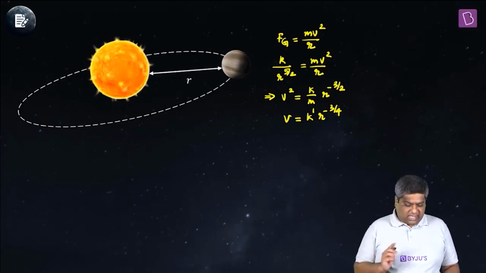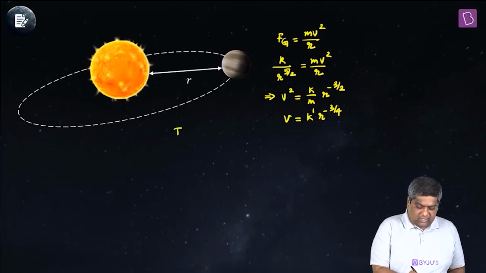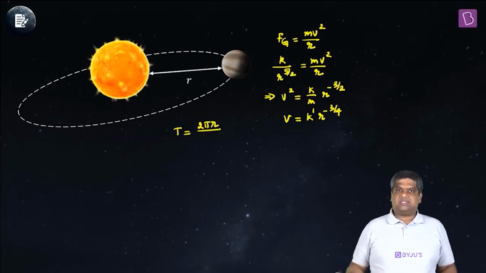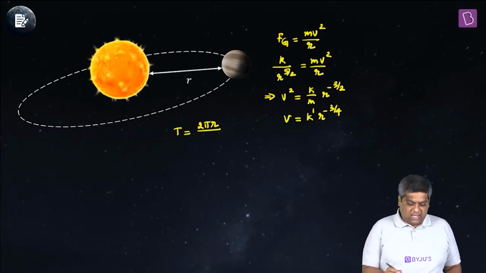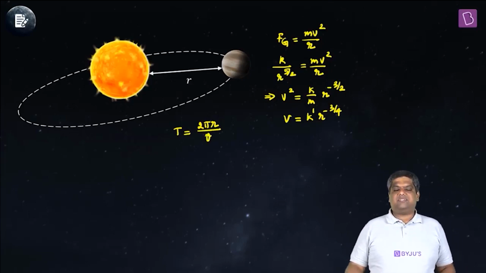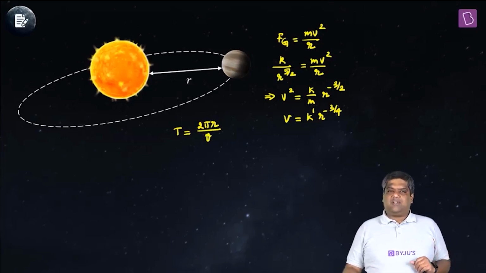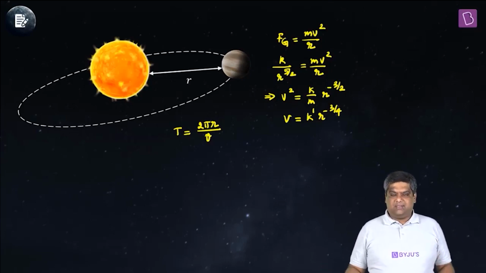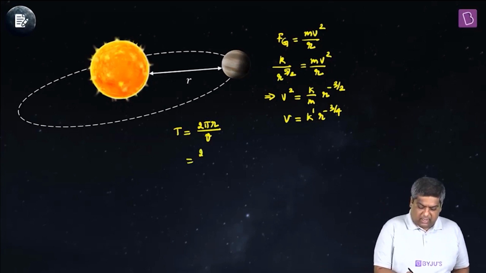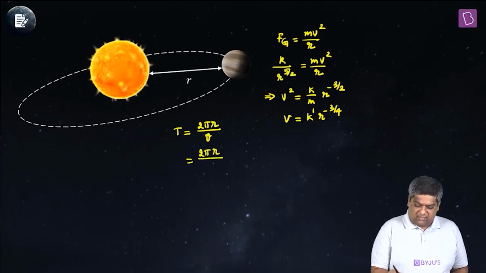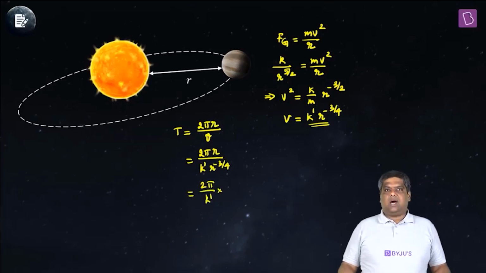Now we need to go for the time period. Well, the time period of revolution is the time taken to complete one full revolution. So the distance traveled in one revolution is 2 pi r divided by the speed with which it revolves, which is the orbital velocity v here. Agreed? So we have 2 pi r divided by v. For v, we just got the result that it is some k prime into r to the power minus 3 by 4. So it is 2 pi by k prime into r to the power 3 by 4.